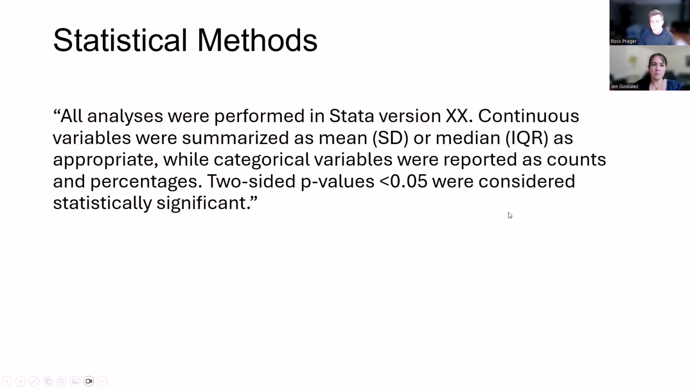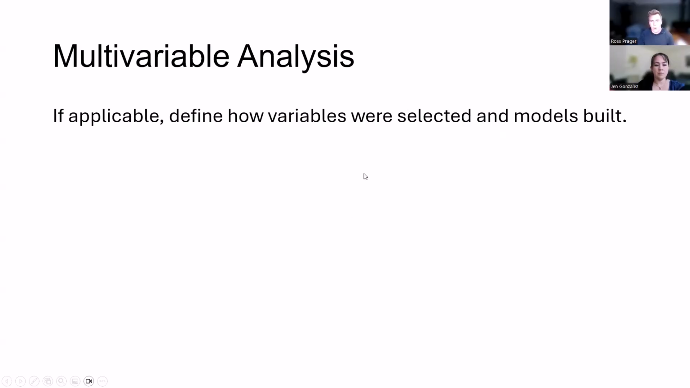Statistical methods. So again, this is not a master's in epidemiology. You need to talk about your methods. You should say what software you are using to perform your analysis. How are you going to handle continuous variables and categorical variables? What sort of p-value threshold is considered significant, and any other methods that you have applied. And related to that, if you are choosing to do some sort of multivariable analysis, how were variables selected, and what models were built and why.